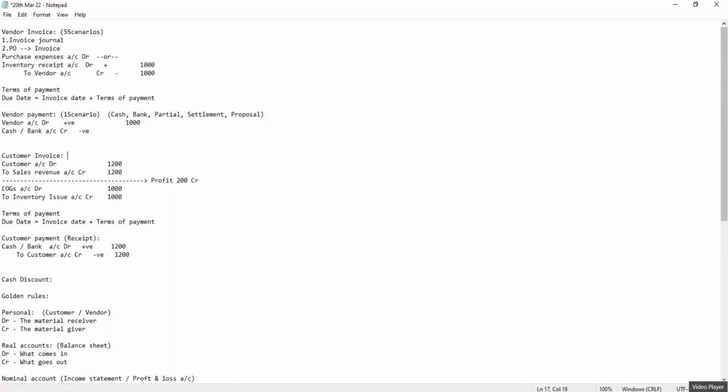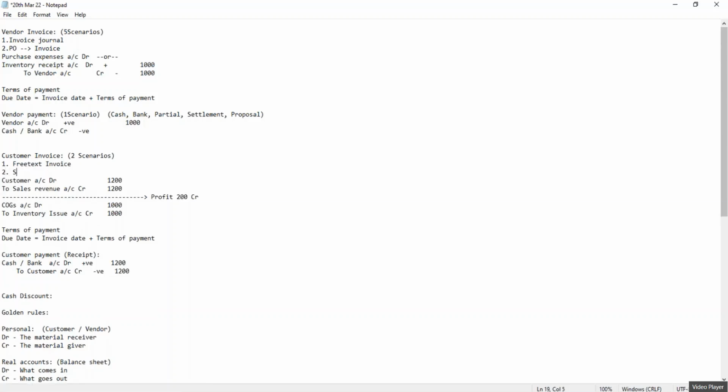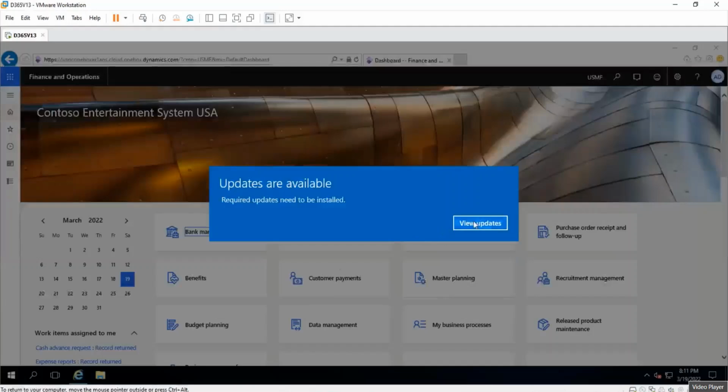And customer invoices, 2 scenarios. One is free text invoice. Next one is sales order to invoice. Customer payment, same process, 1 scenario, 5 options. Okay, all these things, let us understand one by one. Let me go to the application.